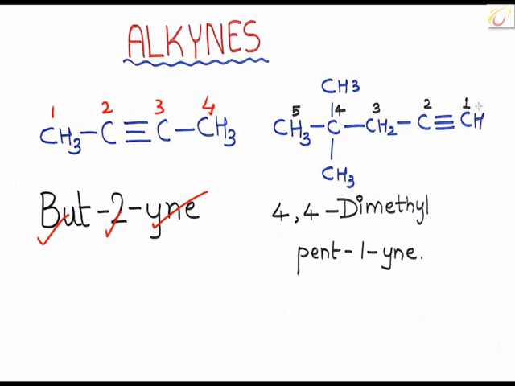You number the chain from the end which is closer to the multiple bond. So the chain is numbered from the right hand side. On carbon number 4, there are 2 methyl substituents. So prefix di should be added. And the triple bond is present.